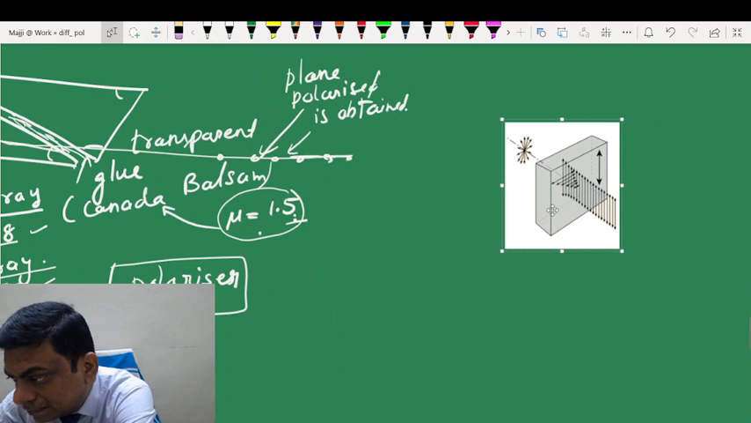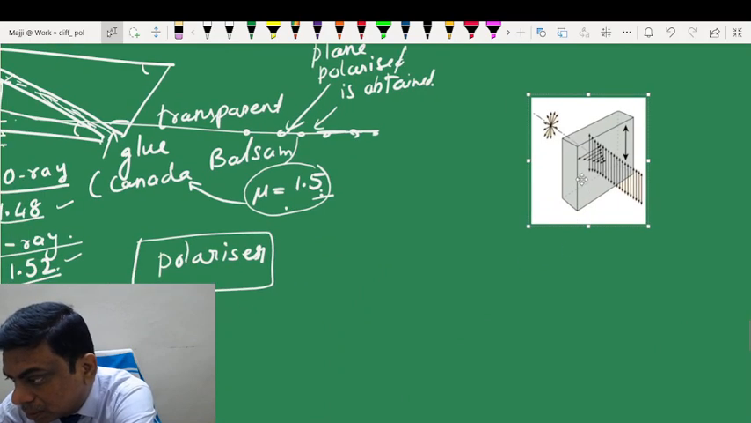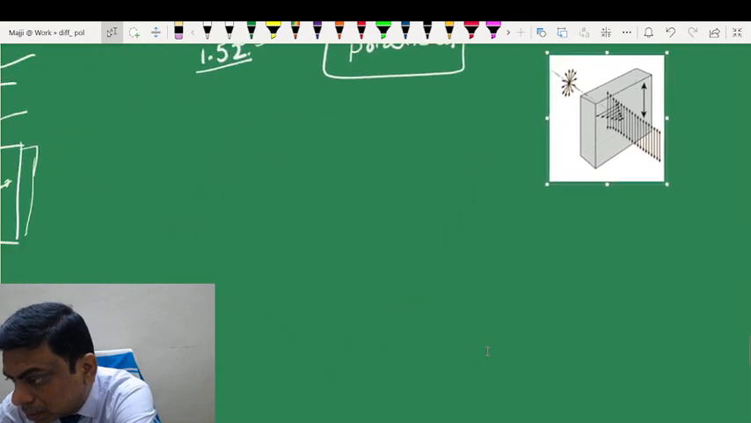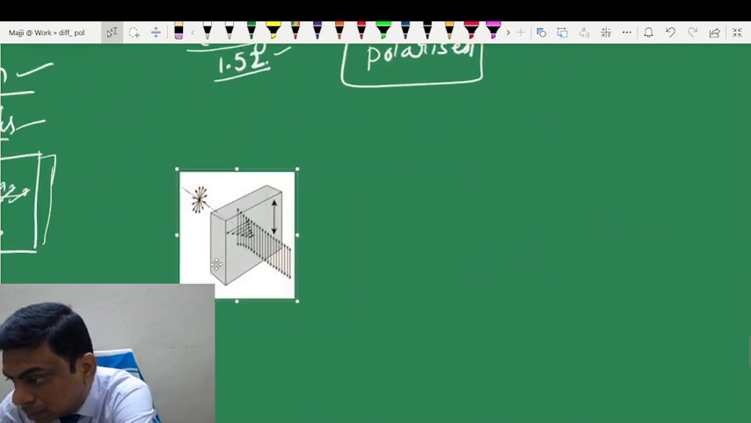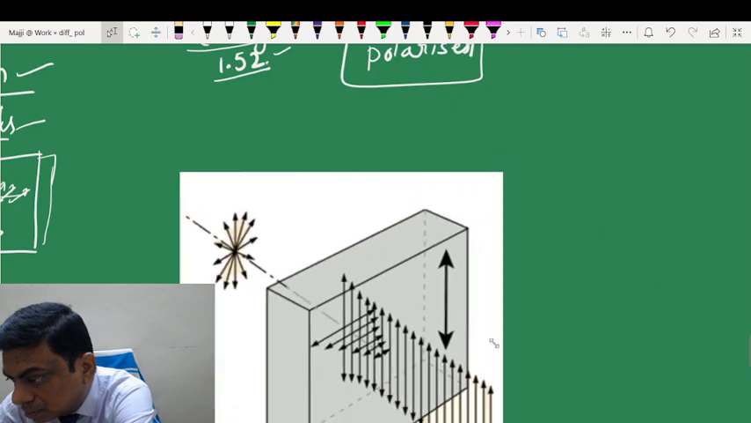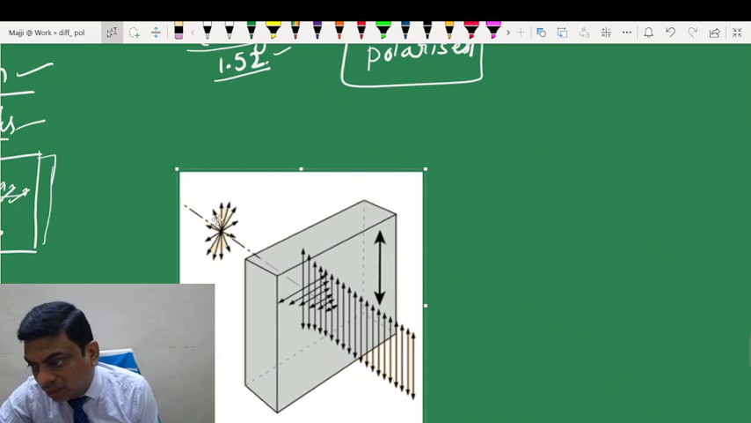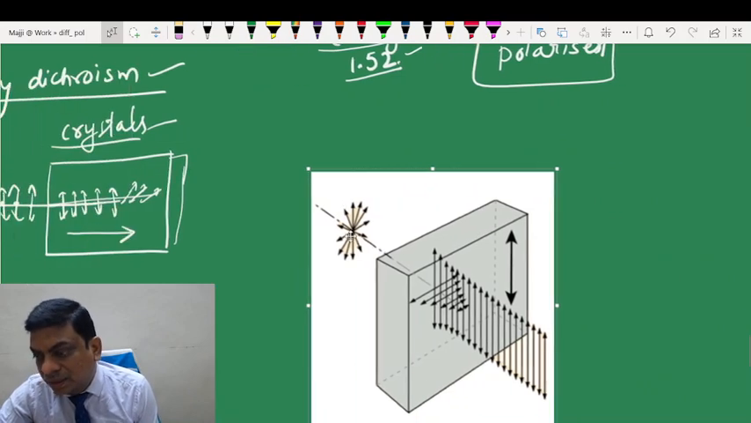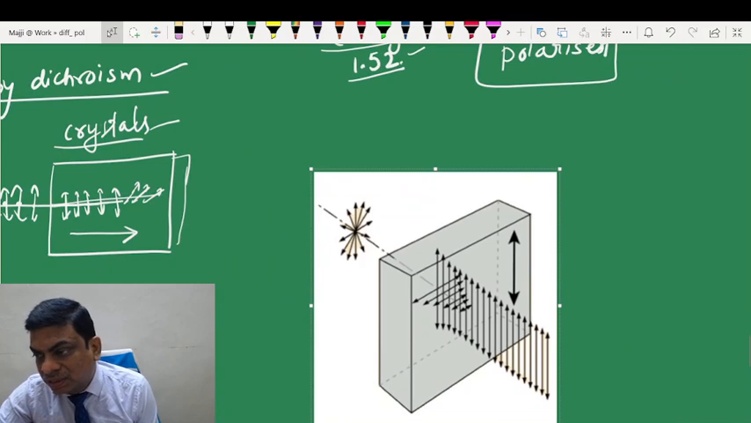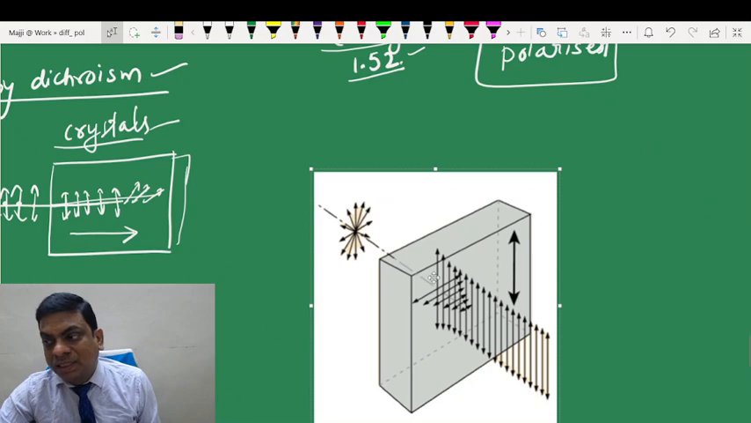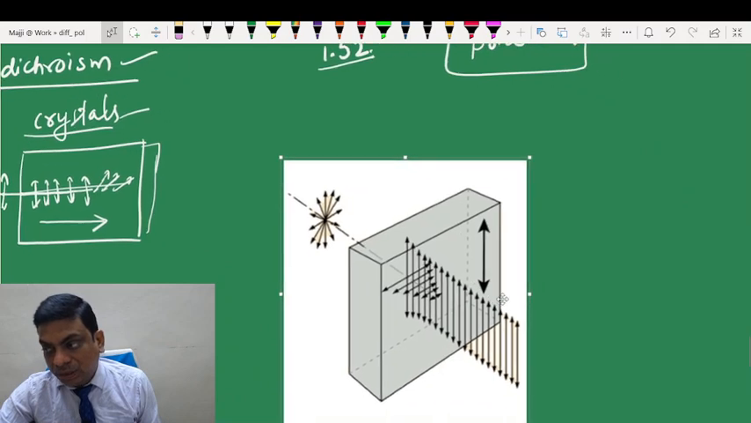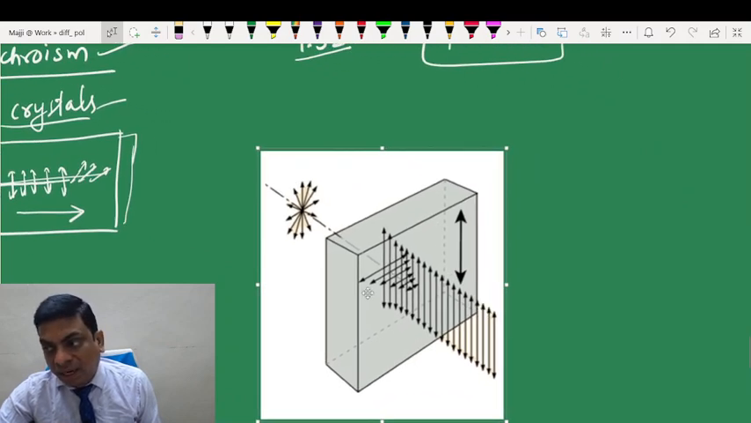Unpolarized light is incident, you can see, students. This is unpolarized light coming, and this is a special type of crystal which exhibits dichroism. As you can see, there are two different plane polarized lights within the substance. One has electric field components in the vertical plane as per the figure, and the other has electric field components in the horizontal plane.